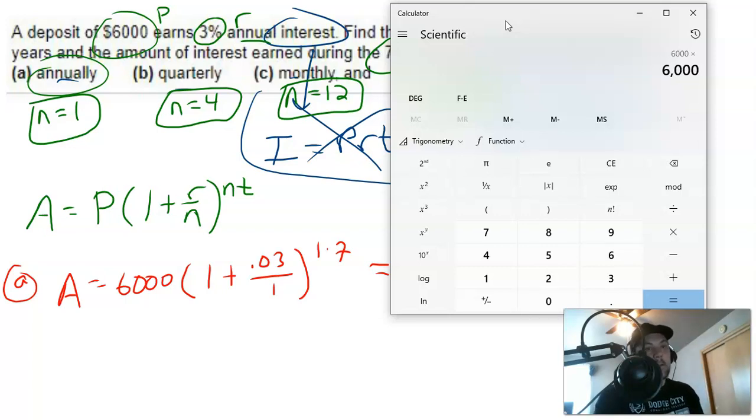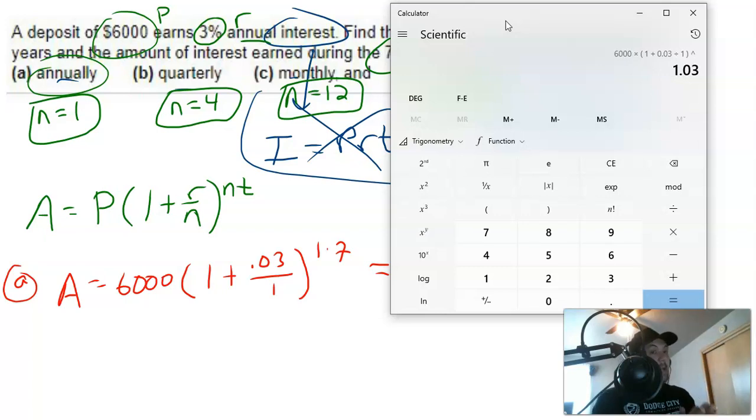On the TI calculator, you shouldn't have to hit times. You could just put parentheses. 1 plus 0.03 divided by 1. Close the parentheses. So you can kind of see it populating in that gray area just above the 1.03. I want to raise that to the power.